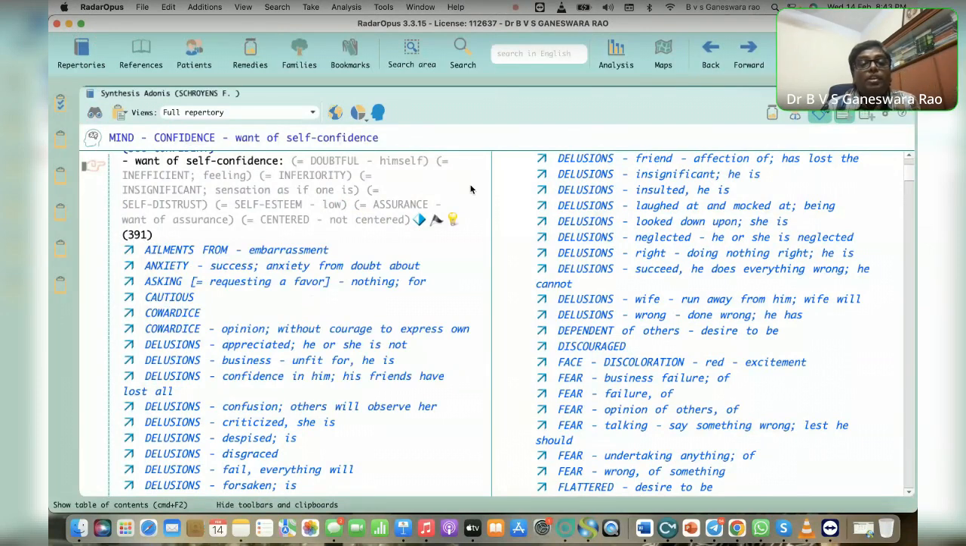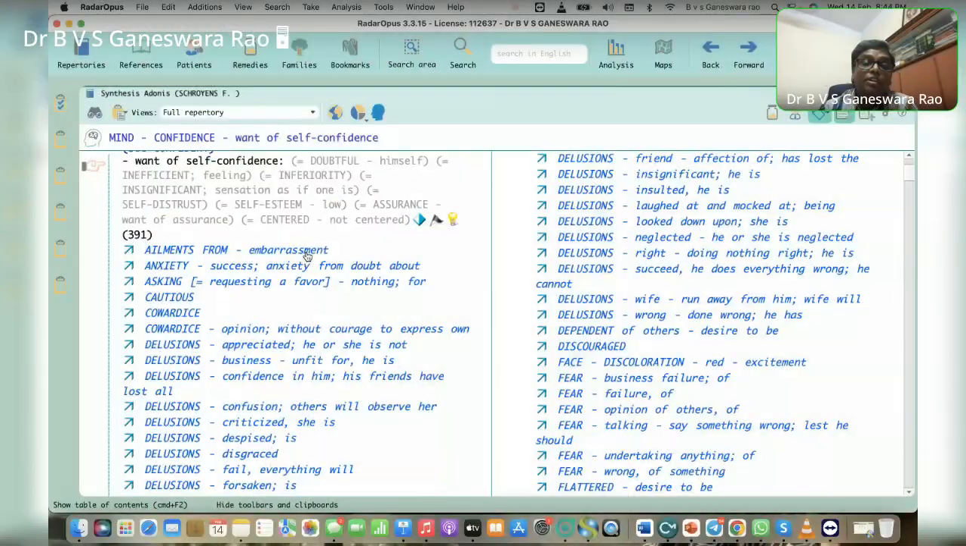The drug may or may not be in the given 391 remedies for the patient, because there are more similar rubrics. See, ailments from embarrassment, cowardice, opinion without courage. So these are all the cross references we have to consider. So how to do that? Okay, I am showing this in my repertory chart. You can do it with your own repertory charts or in another way also, but this is a simple way I'm trying to show to make you aware.